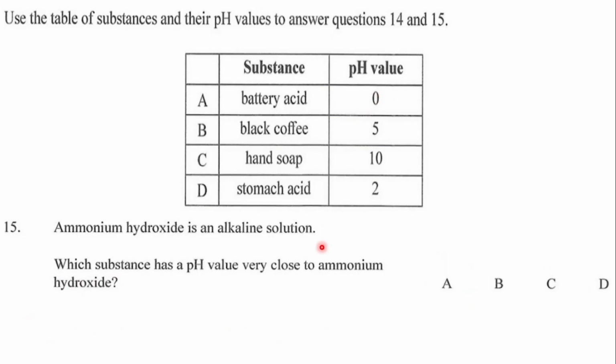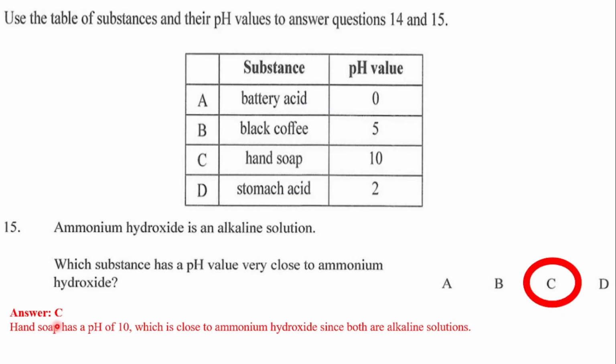Let's move on to number 15. Ammonium hydroxide is an alkaline solution. Which substance has a pH value very close to ammonium hydroxide? Well, the correct answer is definitely going to be C, because hand soap has a pH of 10, which is close to ammonium hydroxide, since both are alkaline solutions. So the correct answer is C, which is hand soap.